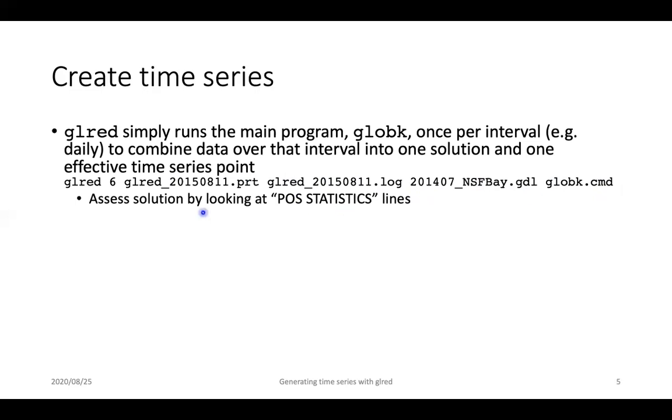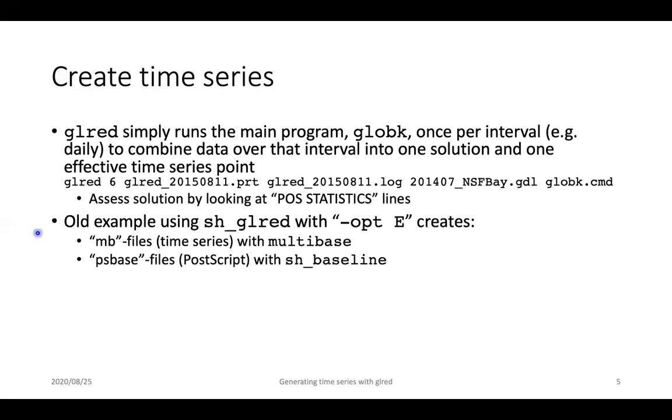One of the first things that we'll often do is assess the solution by looking at the lines that begin with POS statistics. So you can use grep for this, and that will show you the reference frame implementation statistics. Ideally, you want to see a good fit to the reference frame with low numbers of the normalized RMS and the weighted RMS for the sites that were used to define the reference frame. So that's quite a handy one to think about, just grepping on POS statistics, or POS S should do the trick, from the output file.